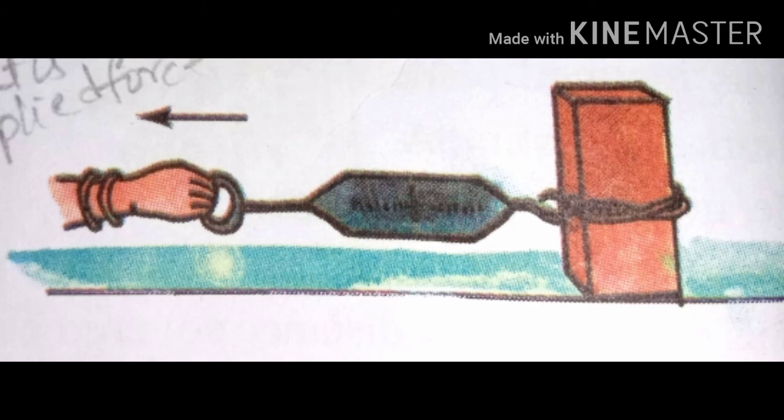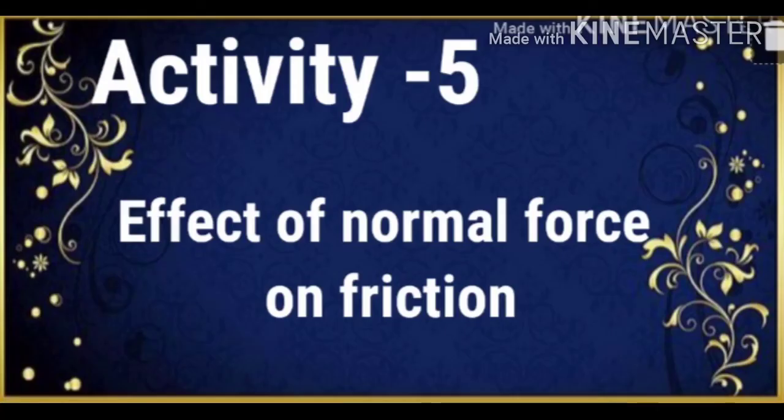Next, let us go to Activity 5: effect of normal force on friction. As in Activity 4, keep a wooden block on the horizontal floor. We will pull it with a spring balance attached to it and measure the frictional force. But now put another wooden block over the wooden block tied to the spring balance, or press it vertically with your hand, and then measure the force of friction as described above.